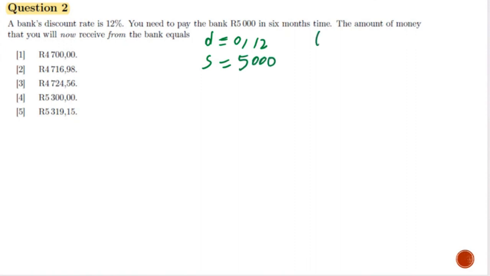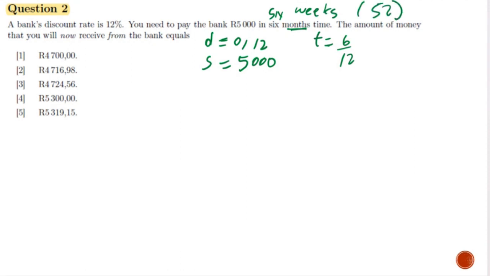And then you are given the time. Also here, the time is not given as an annual, as a year, so you need to divide. It is in months, so T is equal to 6 divided by 12. If ever this was 6 weeks, you know how many weeks are in a year? The weeks in a year is 52. So you would say 6 divided by 52. Okay, so the amount of money that you will receive now is an amount that you will receive from the bank account. So you need to be careful here.